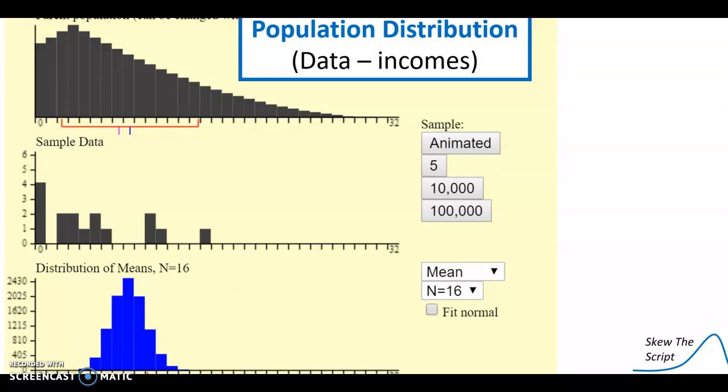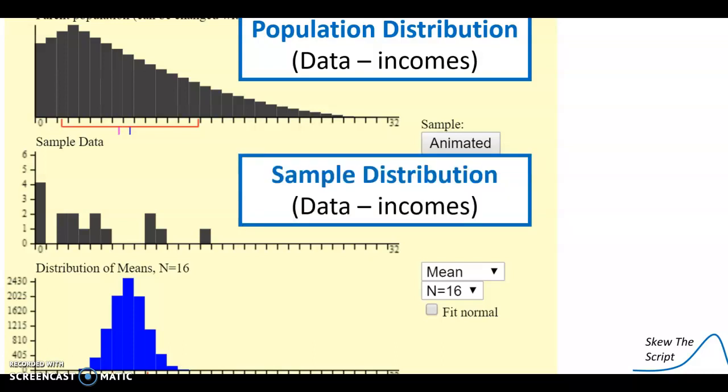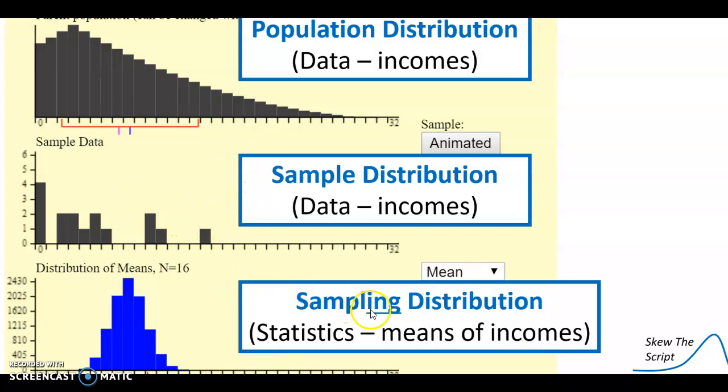So again, remember, I think I keep saying it over and over again. Here's our population. It represents data. It's representing incomes. Here's our sample. It represents data. It represents the sample of incomes. And then finally down here in blue, that's our sampling distribution. And it represents statistics, the means of each of those samples that we took.